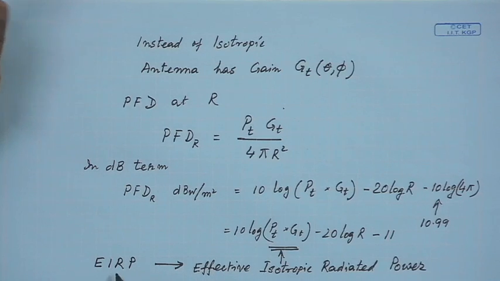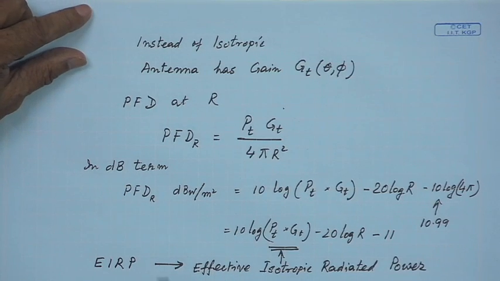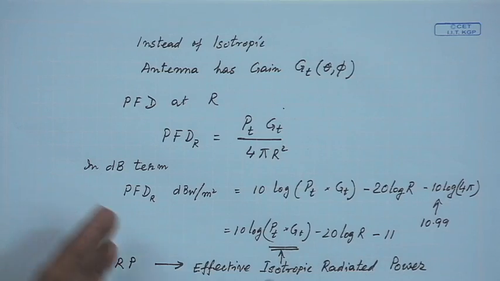We will use this term very, very frequently. It is called EIRP, that is effective isotropic radiated power. Isotropic radiator, now we have made some focus into it, that is GT. So, it is effective isotropic radiated power, that is PT into GT. Let us go a little more detail of that.